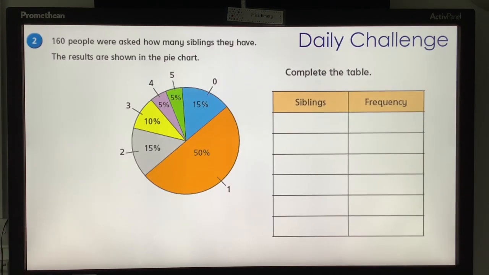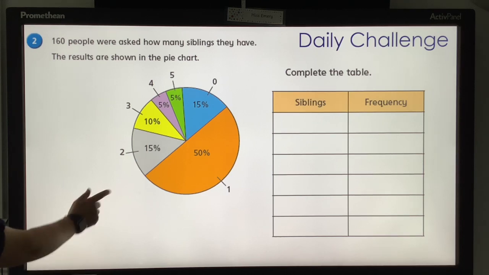this is your one. 160 people were asked how many siblings they have. The results are shown in a pie chart. So you'll notice it's the same percentages as earlier, just a different number. So I'd like you to do the bubble method if you need to, or see if you can calculate it mentally to fill out the table. Pause it and have a go.